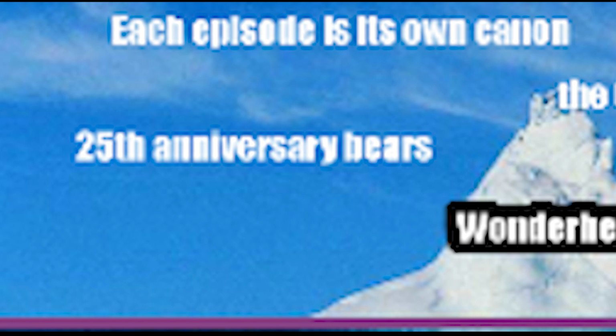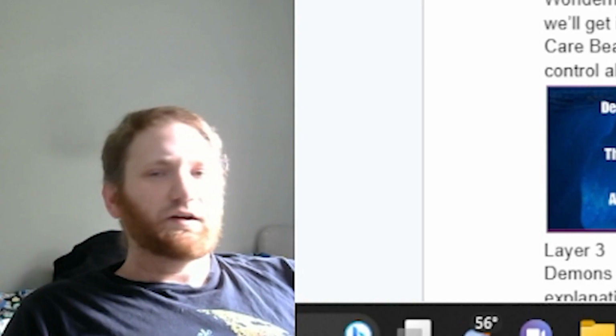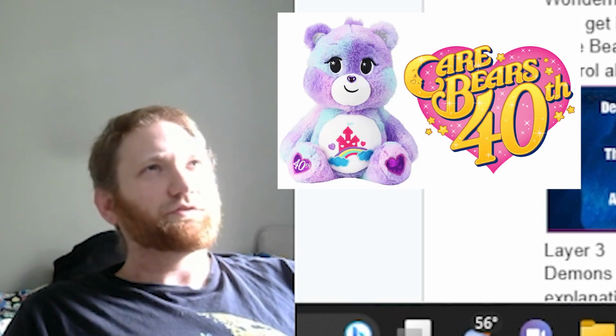25th Anniversary Bears. To coincide with the 25th Anniversary special, Care Bears toys and plushes were released with commemorative silver markings. So I actually wrote this a few years back. They're now on their 40th anniversary.